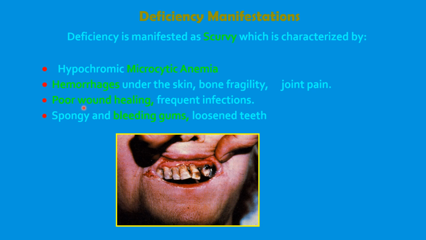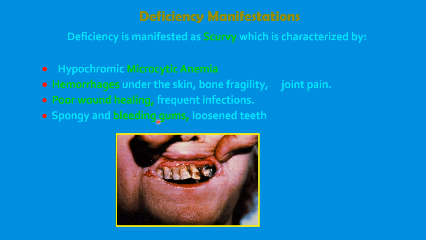Another feature will be poor wound healing and frequent infections. This is because of its role with collagen. If the collagen cannot form the hydroxyl groups in proline and lysine for cross-linking, there will be poor wound healing, and also frequent infections because of the poor function of the immune system. We had seen vitamin C is important for phagocytosis and also antibody production.